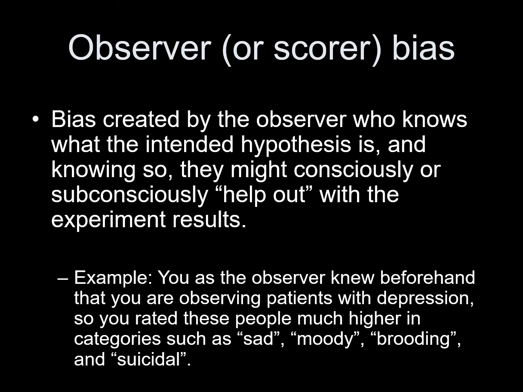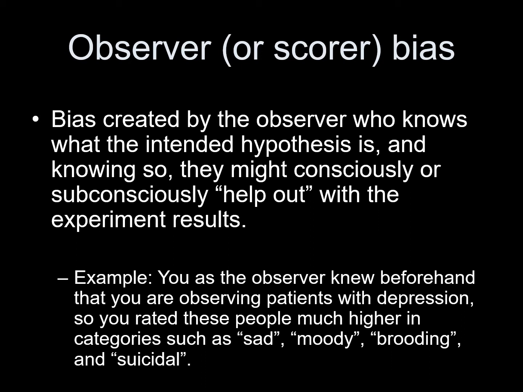Now let's talk about what observer bias is. Observer bias is the bias that is created by the observer. The observers are usually part of the experimenter, so they usually know what the intended hypothesis is. When they do this, they might consciously or subconsciously help out with the experiment results. For example, you as an observer knew beforehand that you're observing patients with depression, so you rate these people much higher in categories such as sad, moody, brooding, and suicidal.